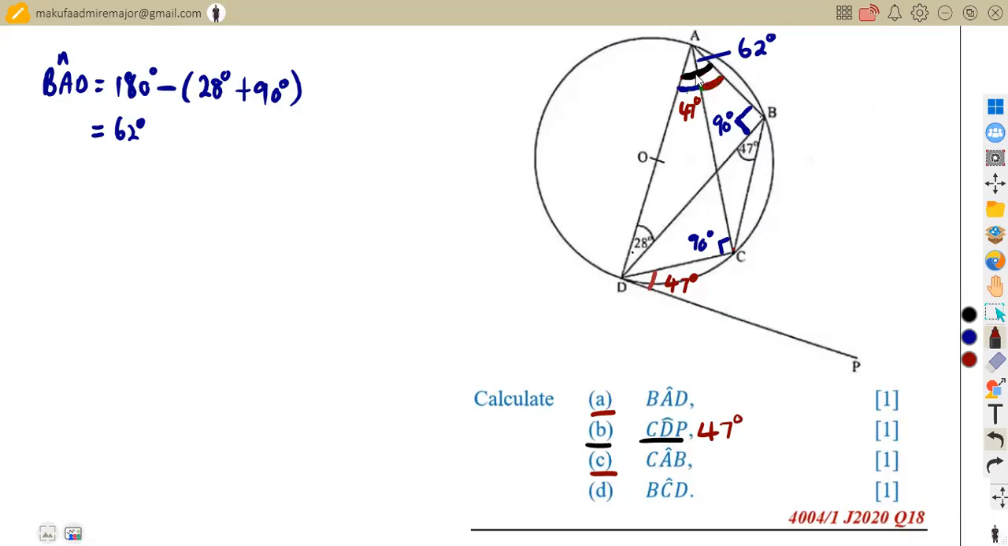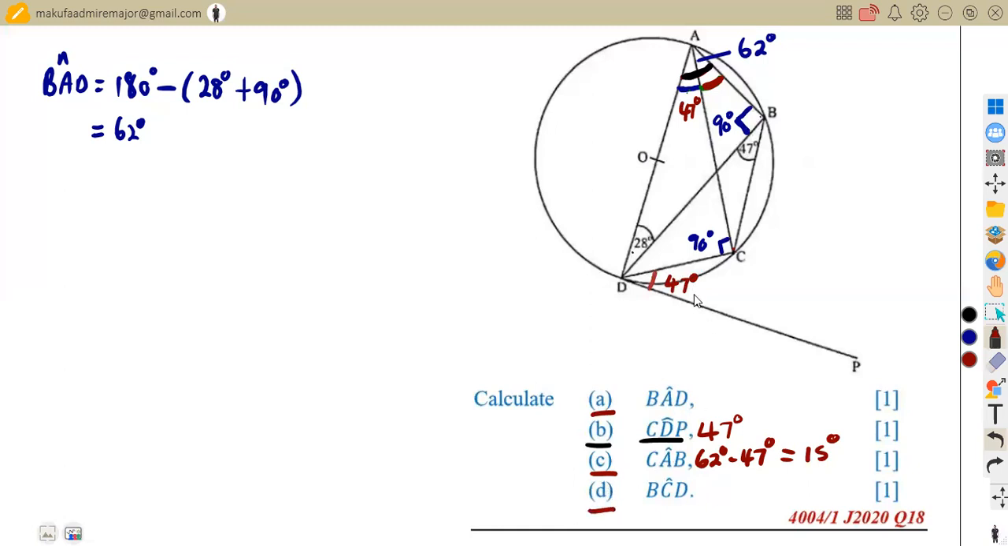Remember, we said the whole of this angle at A is 62. And this part, another part of A here, it's 47. So we are going to subtract 62 degrees minus 47 degrees. So that is going to give us something like 15 degrees. All right, so that was our angle.